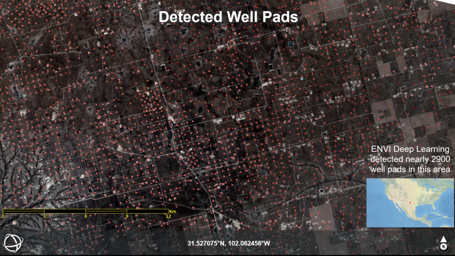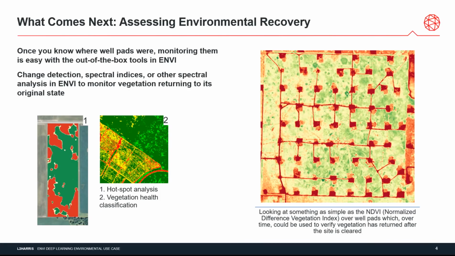Once we have this information, though, what are the next steps that we can take? One of the great things about ENVI is the rich history and depth of tools for remote sensing applications. This is where we compare traditional remote sensing tools with deep learning. Specifically, once we have the locations of existing well pads in ENVI, it is easy to use simple vegetation analysis to monitor and show that vegetation is coming back to an area where a well pad once was.